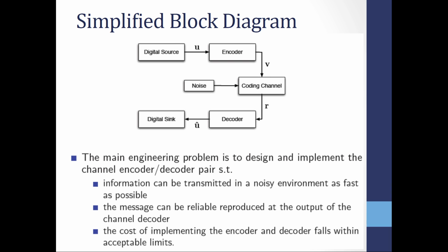This is a simplified version of the previous block diagram where we have just a digital source and U is the information sequence. After the encoder we have the code sequence. Then you have the channel. You have R, the received sequence, and then the decoder, and then the digital sink.